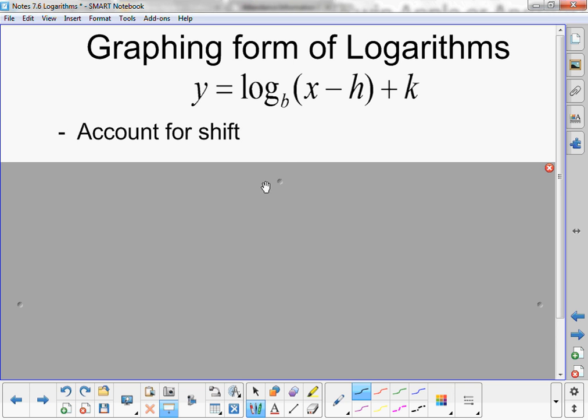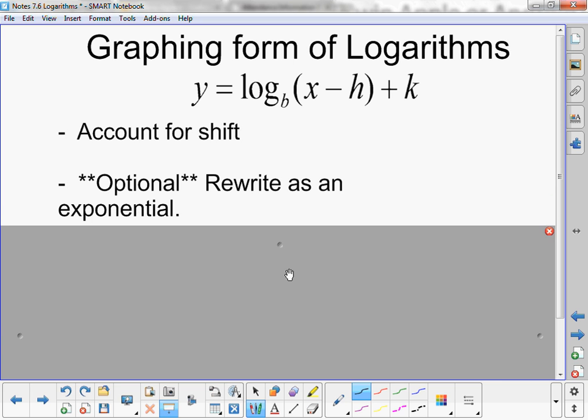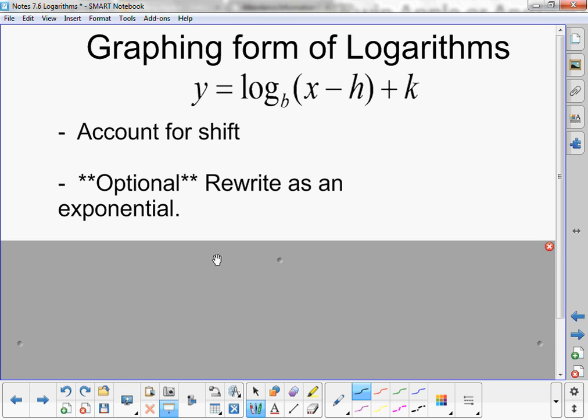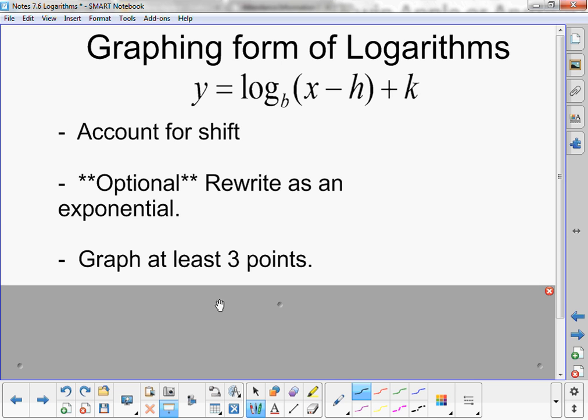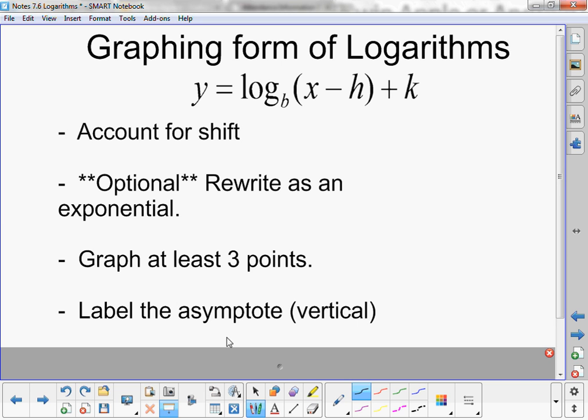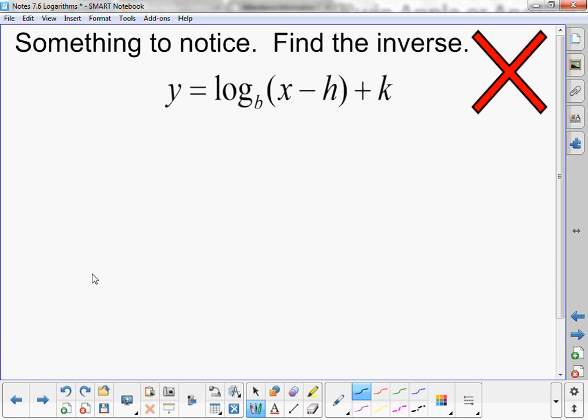Now, first off, just like we did with exponentials, make sure you count for your shift. You've got to make 2 tables if there is a shift, a non-shifted table and a shifted table. Optional, but I would say that you probably should do this: rewrite it as an exponential. Since we already know how to graph those, that'll make it easier on you. Make sure you graph at least 3 points, and like always, label your asymptote. Okay, this just shows you that you can create the general form of exponential from a logarithm.